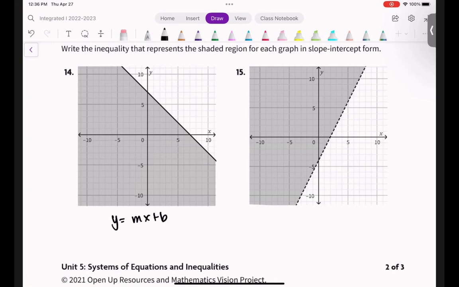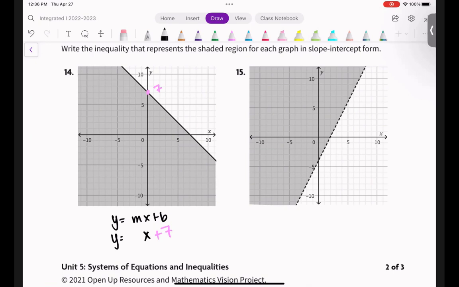Yes, B is the y-intercept. Very good. So here is the y-intercept. What number is that? Very good. Someone said it was 7. So I'm going to take that 7 and replace B with it. I'm going to keep y equals an x. M, M, M. What is M? Very good. M is the slope.